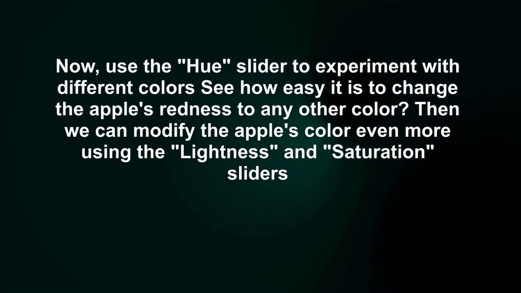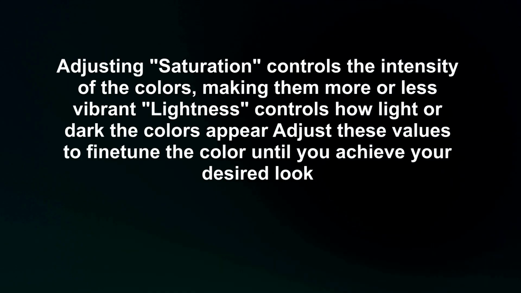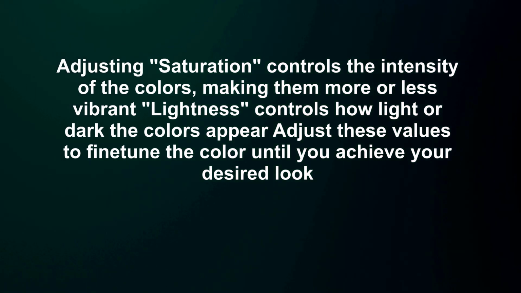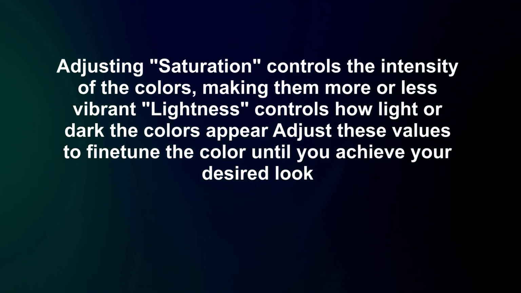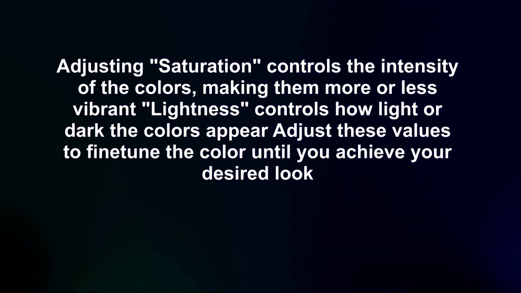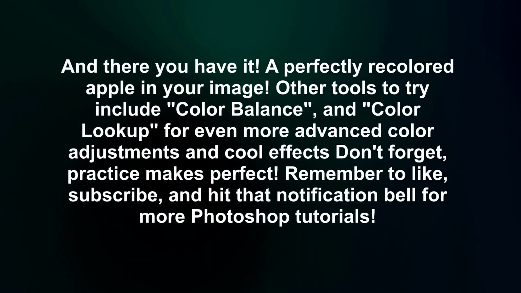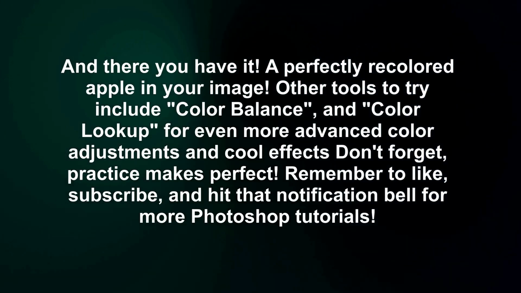Then we can modify the apple's color even more using the Lightness and Saturation sliders. Adjusting saturation controls the intensity of the colors, making them more or less vibrant. Lightness controls how light or dark the colors appear. Adjust these values to fine-tune the color until you achieve your desired look. And there you have it, a perfectly recolored apple in your image.